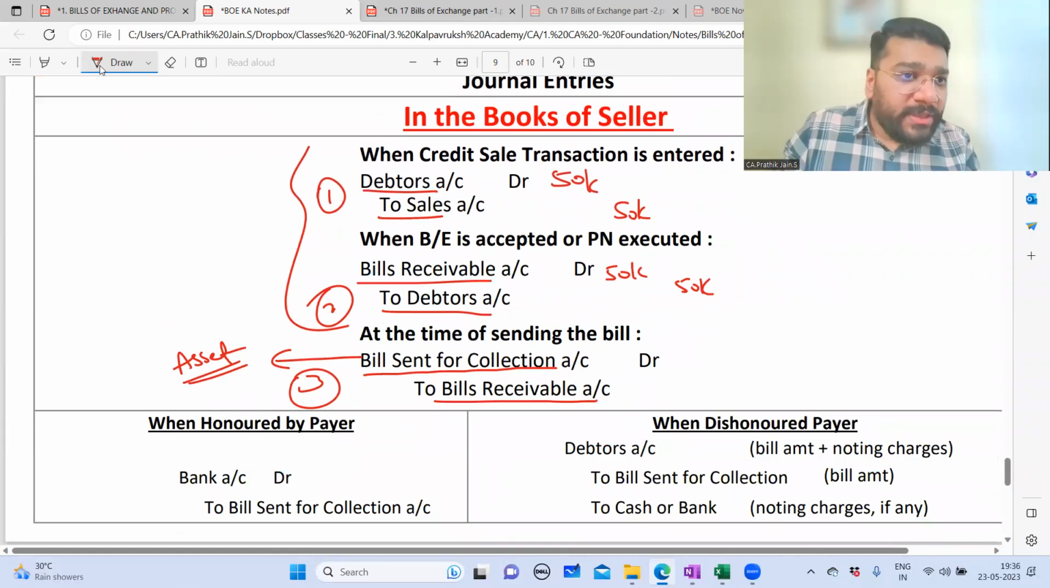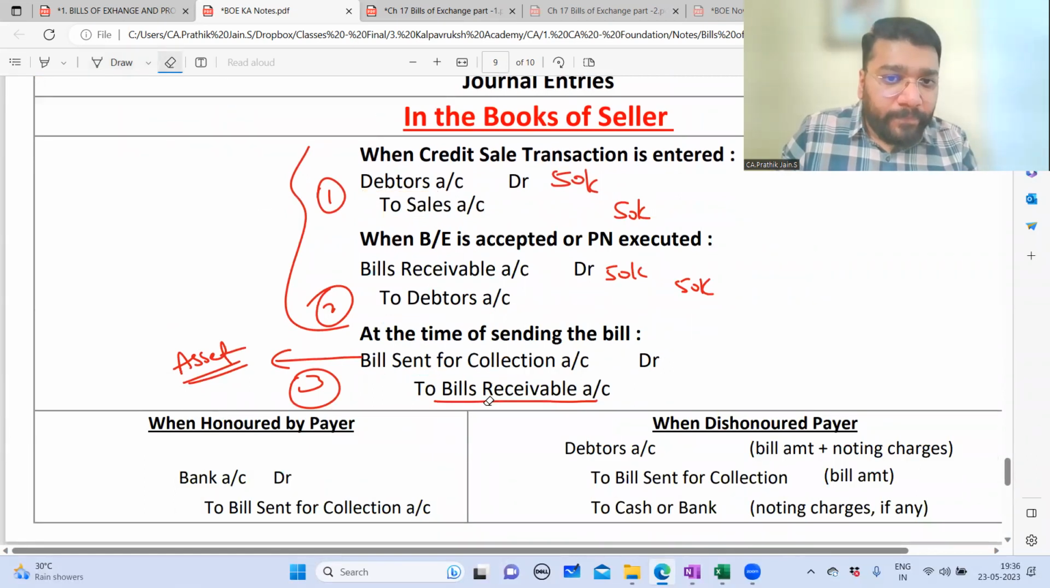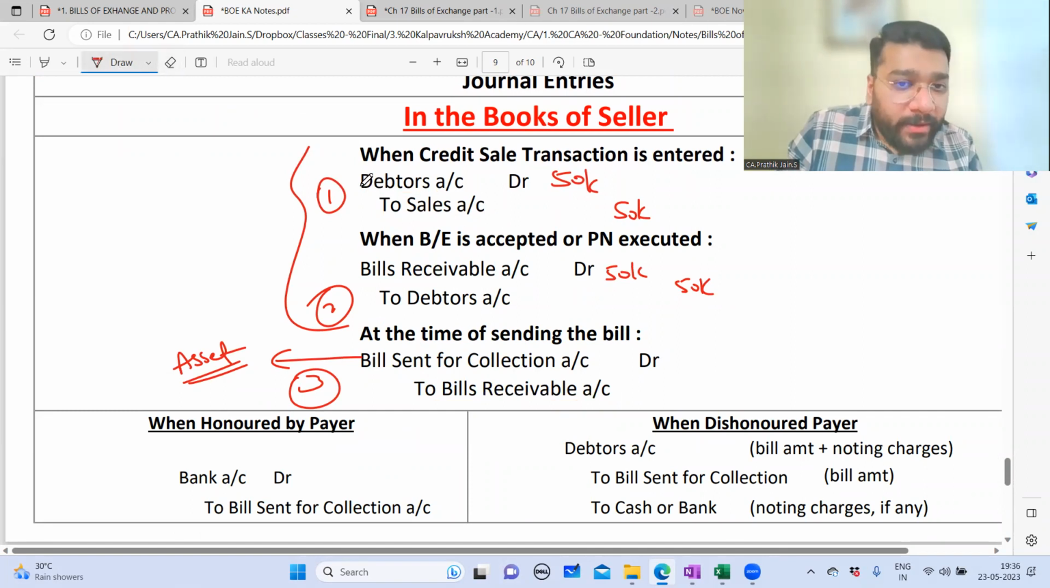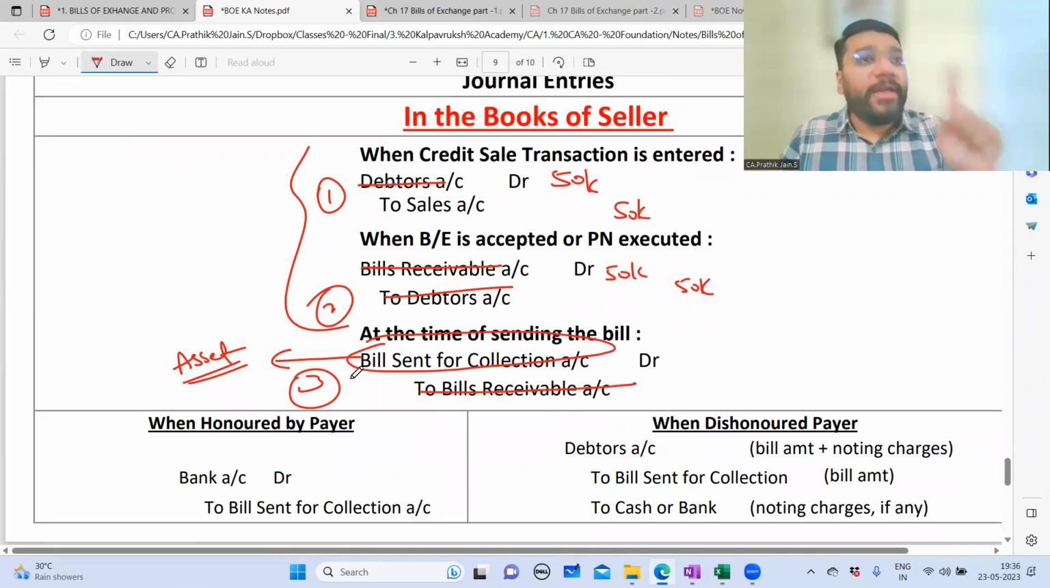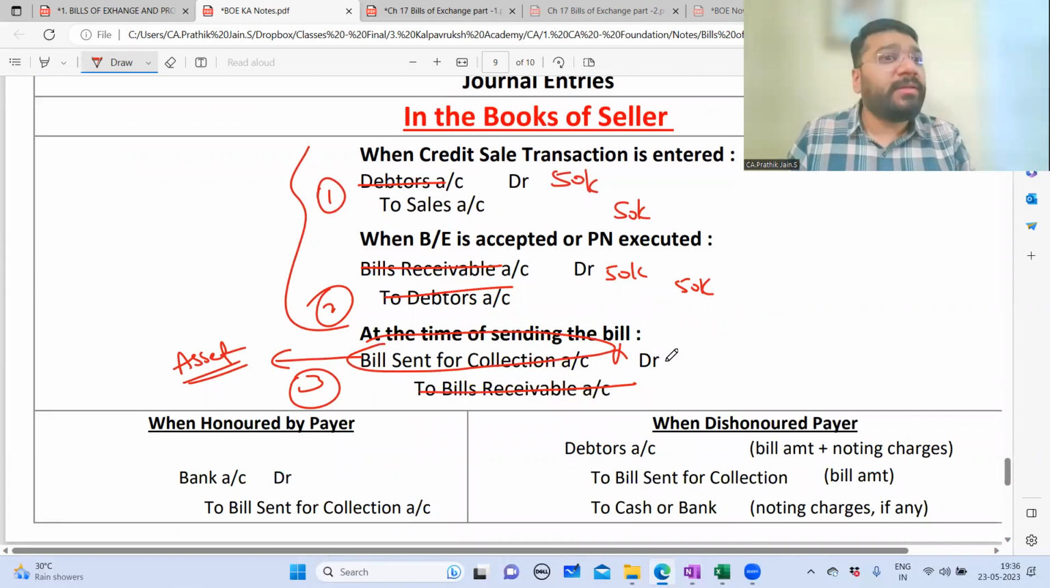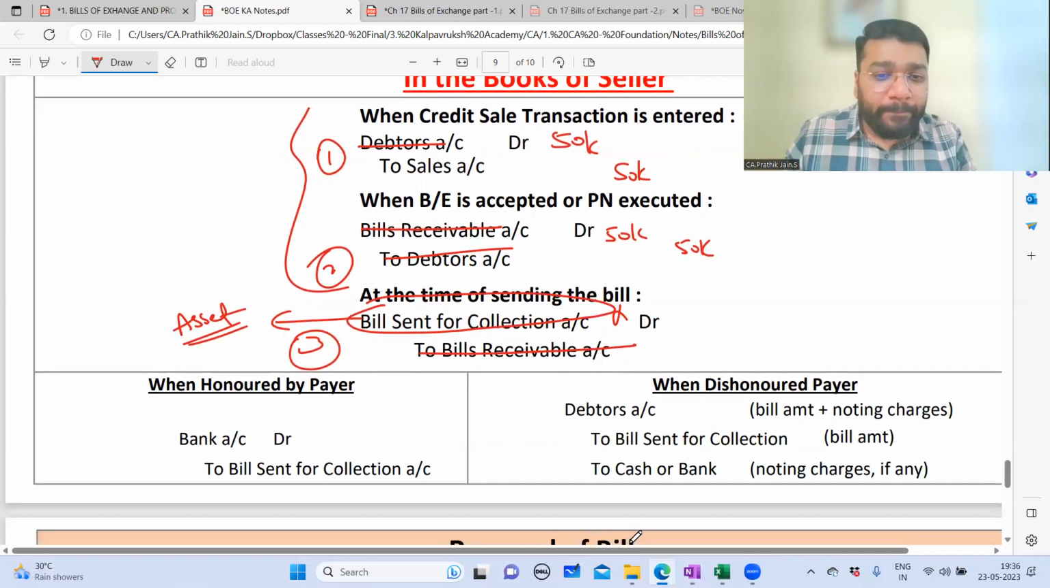So see here, observe this very carefully. Debtor is knocked off. Bills receivable is knocked off. So what is pending? Bill sent for collection is pending. On the due date, did you get the bill? Did you get the money? No. So I need to cancel this bill sent for collection because the validity is over. So bill sent for collection will be credited here. With how much? 50,000 rupees.